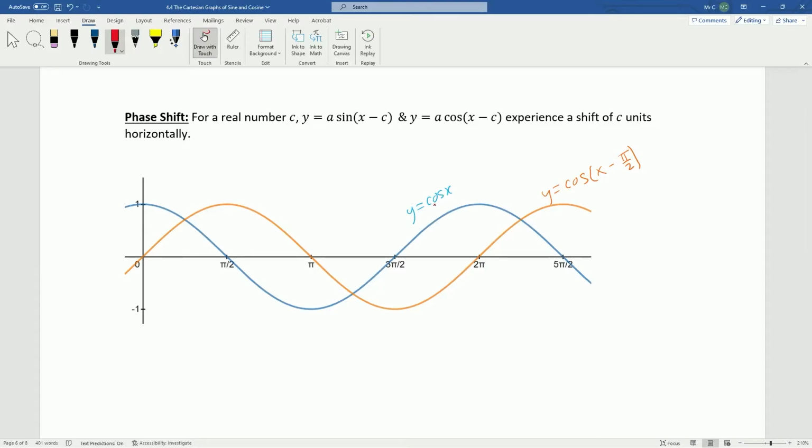So we've got the graph cosine of x and cosine of x minus pi over 2. If I take my new input, x minus pi over 2, set it equal to 0 and solve it, x equals pi over 2. So this is a shift right by pi over 2, which is exactly what we have on our graph here. Our orange graph is just the blue graph shifted to the right by pi over 2.